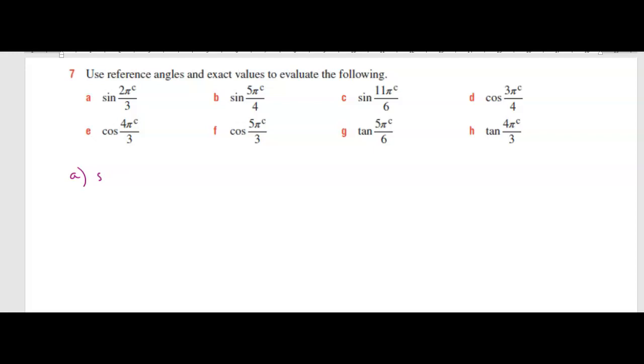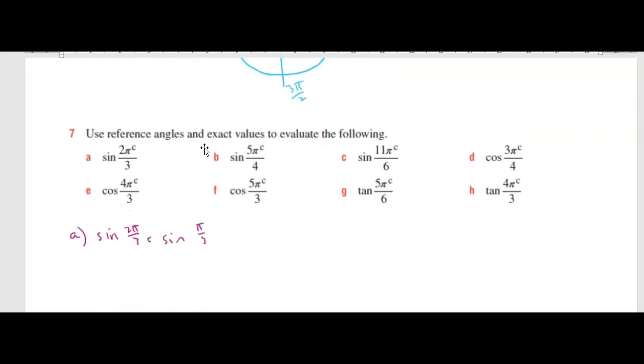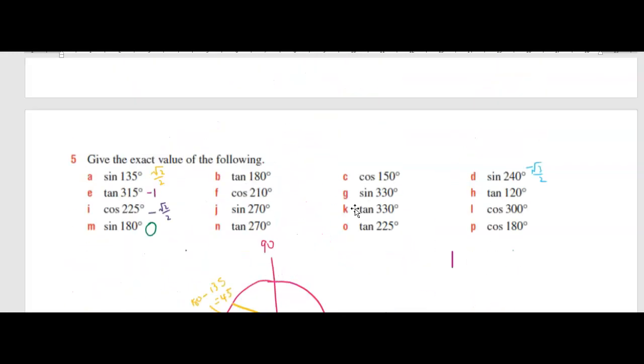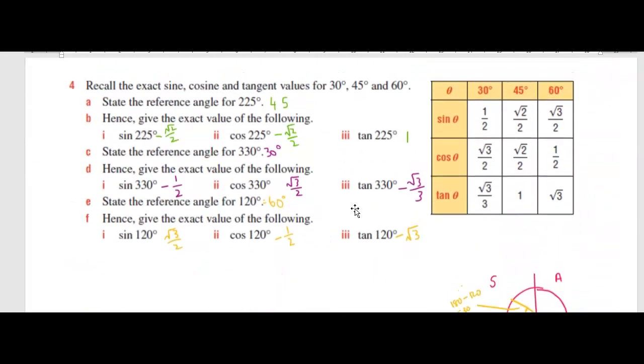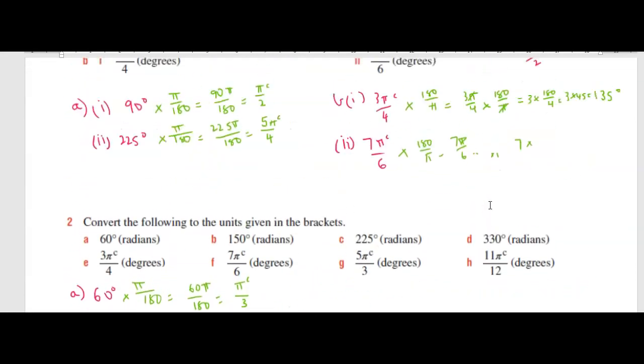Okay, so sine 2 pi on 3 is the same as sine pi on 3, but in your second quadrant, sine is positive, so that's fine. Now we've got to work out what sine pi on 3 is. So that's when you've got to go back to your exact value tables. So if we go back up, this table was in degrees, so I'm going to go a little bit further up.